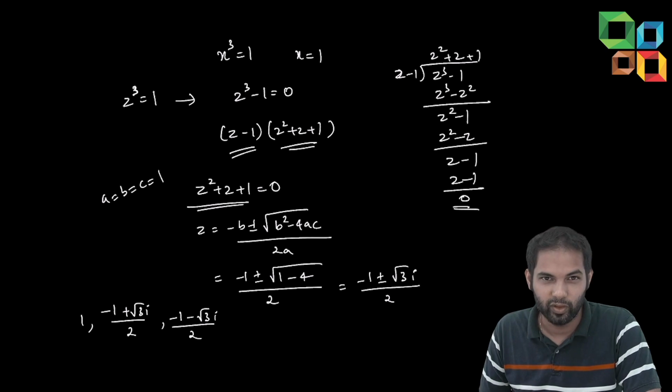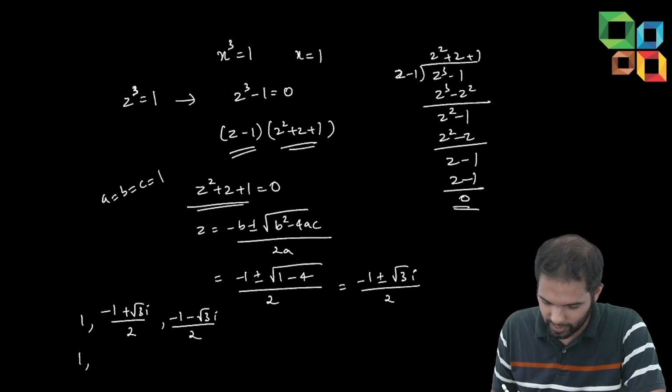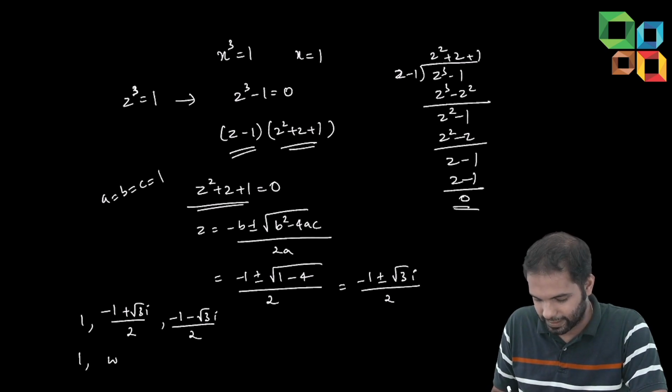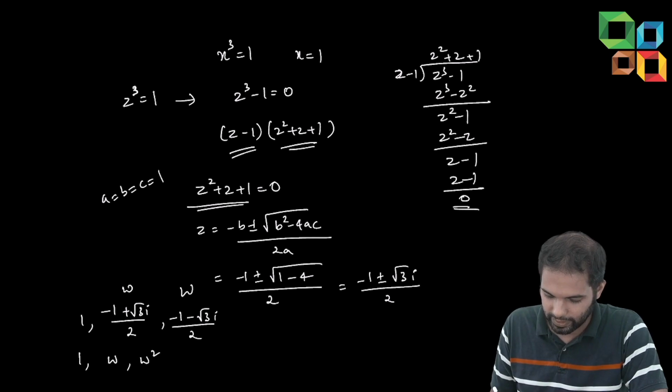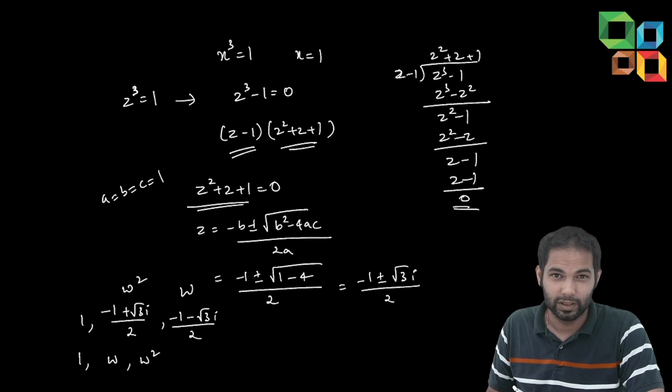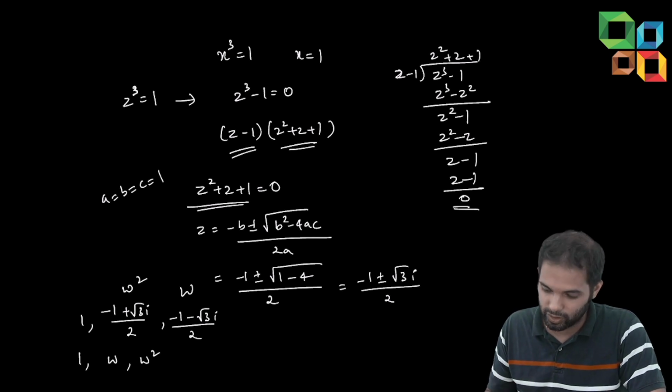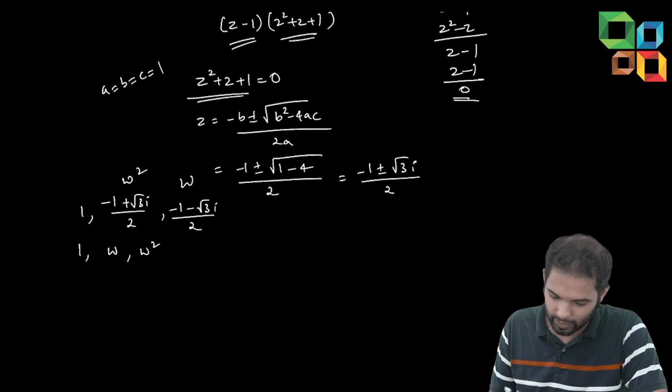So we have a short form for this. What we do is we write 1 as 1 itself. This we write as omega and this we write as omega square. There's no particular rule. You can choose this as omega, and the other one you can write as omega square. How can you interchange? Because if you multiply, can you check this?